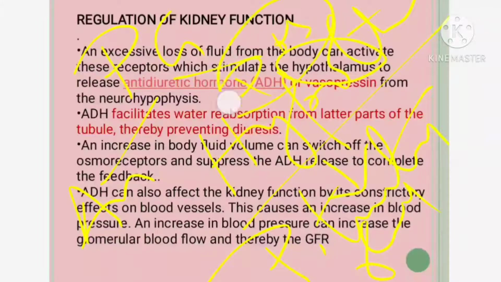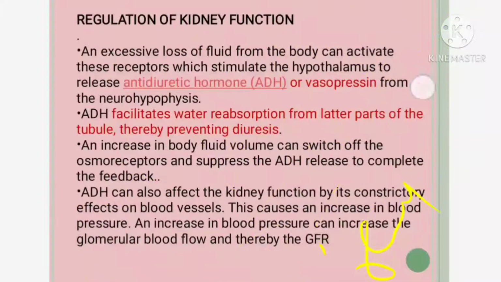The posterior pituitary is producing a hormone called antidiuretic hormone. What is the hormone? Antidiuretic hormone. Who is producing it? This posterior pituitary, under the influence of the hypothalamus, which is dictating the posterior pituitary to release a hormone called what? Antidiuretic hormone. The posterior pituitary is also called neurohypophysis. The anterior pituitary is also called adenohypophysis, which you will be learning in your chemical coordination chapter.